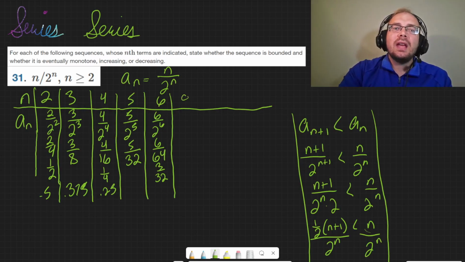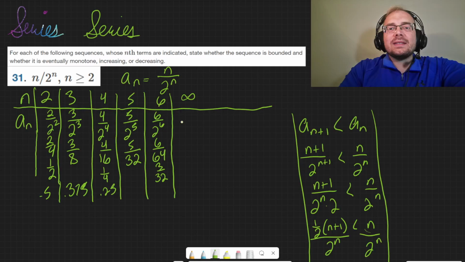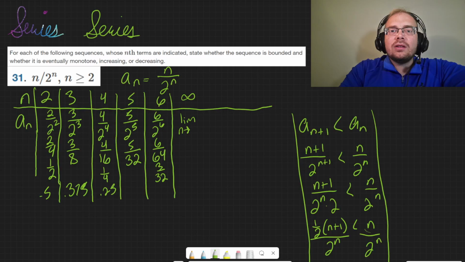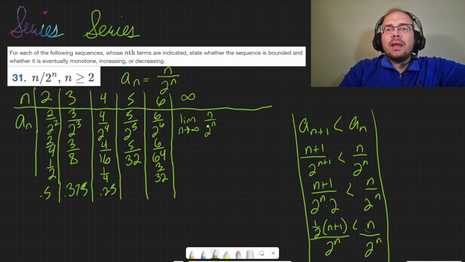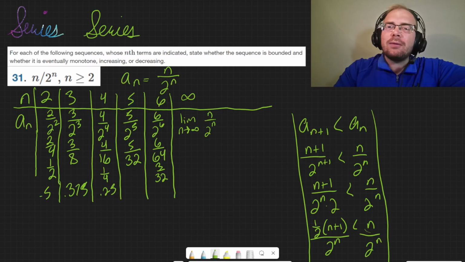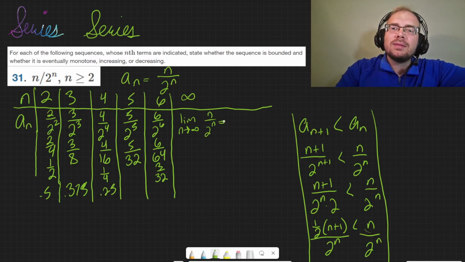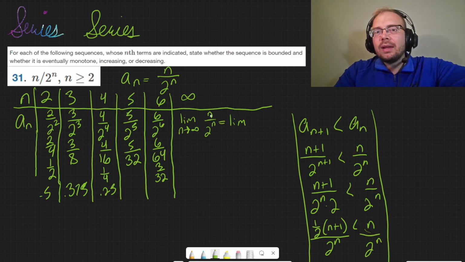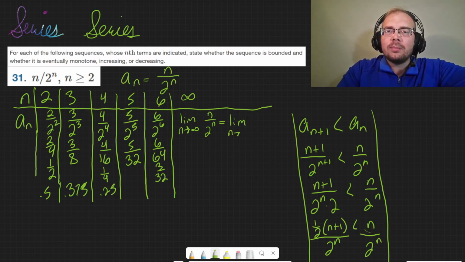If I go to infinity, what I'm doing is the limit, essentially, right? So the limit as n goes to infinity of n over 2 to the n. And I would just say that that goes to 0 because the bottom is going to infinity faster. But if you need something a little bit more substantial, you could use L'Hopital's rule, because you're plugging in infinity, so it's infinity over infinity. It's one of your indeterminate forms.